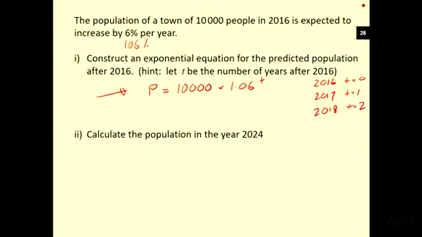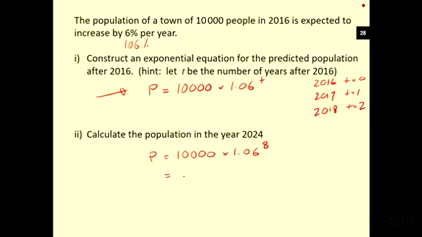So if I want the population of year 2024, all I've got to think is, well, if t is the number of years since 2016, that's 8 years later. 2024 minus 2016, that's 8 years. What's the population after 8 years? Well, it was a 10,000 initial population, and you got times by 1.06, 8 times for 8 years. So it's 10,000 times 1.06 to the 8 is 15,938 point blah, blah, blah.